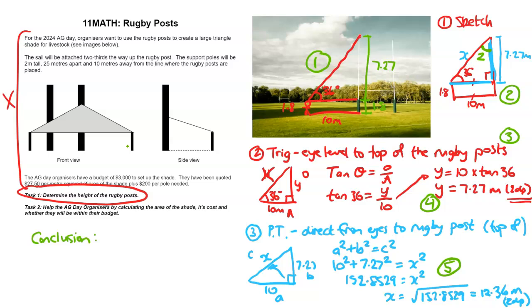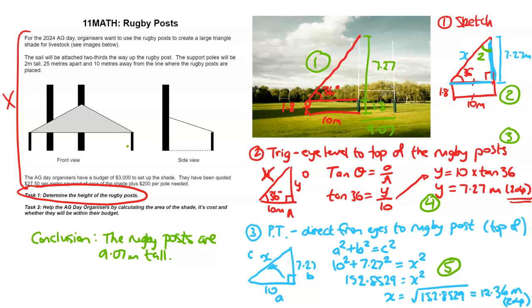And in this case, that total is 9.07. So our conclusion, the rugby posts are 9.07 meters tall. So that wraps up the achieve section.